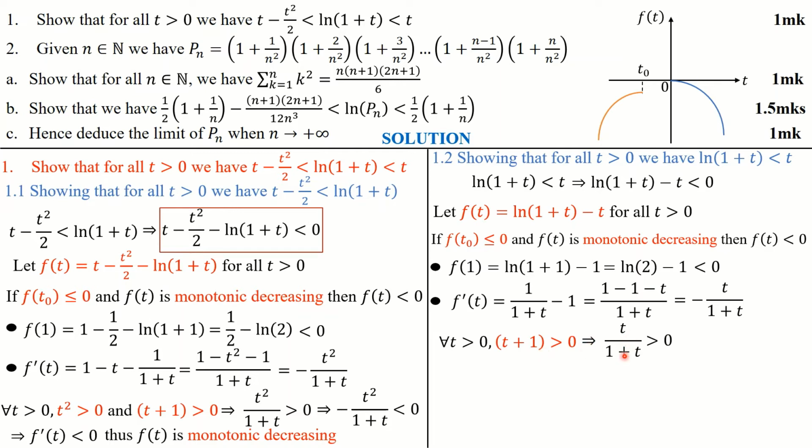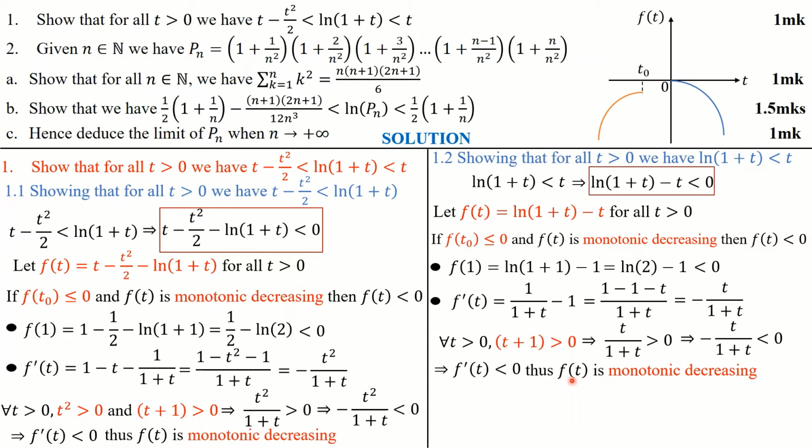Now when I take the ratio between two positive numbers, t greater than 0 and 1 plus t greater than 0, I'm also going to get a positive number. Now to get this function here, I multiply both sides of the inequality by negative 1, so the inequality sign changes. So this function on the left hand side is f prime of t, which is less than 0. Hence we can conclude that our f of t here is monotonic decreasing.